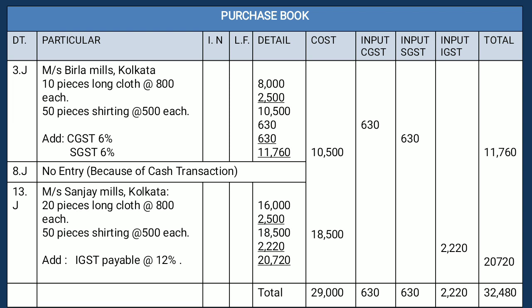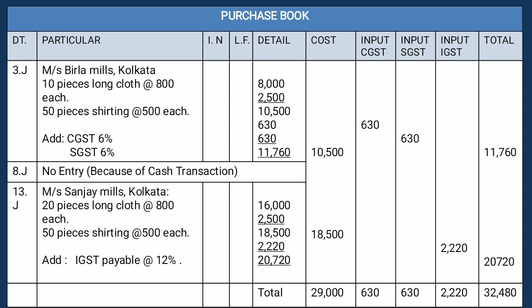Then again, Messrs Sanjay Mills, Kolkata. Basically in this transaction only CGST and SGST would be there, but just for understanding purposes I have written IGST there. First we find the value: 16,000 plus 2,500 is equal to 18,500. IGST at 12% is 2220. So the total value will be 20,720. In the cost column we write 18,500, in the IGST column we write 2220, and the total of the transaction will be 20,720.